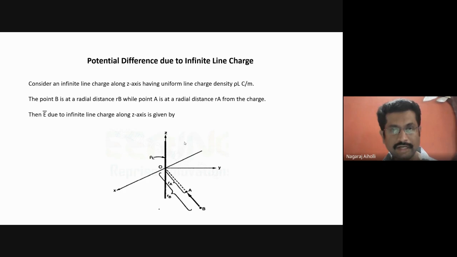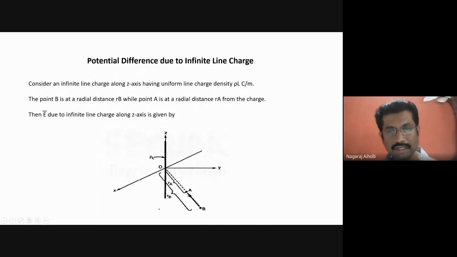Consider an infinite line charge along the z-axis, having uniform line charge density rho L coulomb per meter. The point B is at a distance of RB. It is called the radial distance. Radial distance means if you are considering a cylindrical surface with this radius RB, then this radius RB will be perpendicular to the surface of the cylinder, and hence it is called the radial distance.